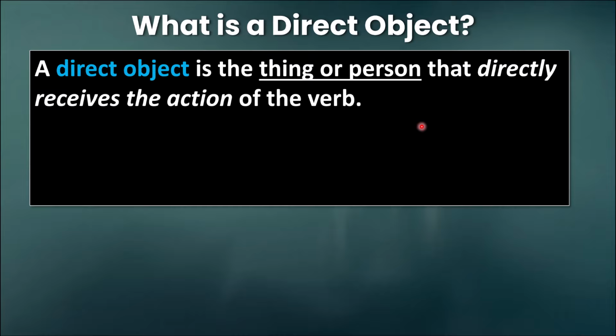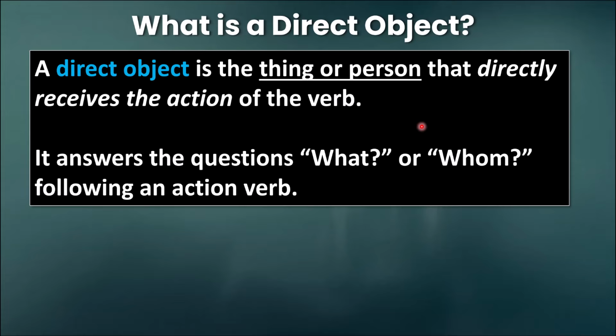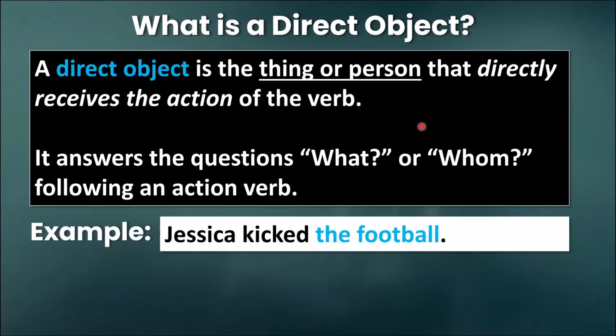A direct object is the thing or person that directly receives the action of the verb. And a direct object answers the questions what or whom following an action verb. For example, Jessica kicked the football. The football is a direct object. It answers the question what. What did Jessica kick? She kicked the football.